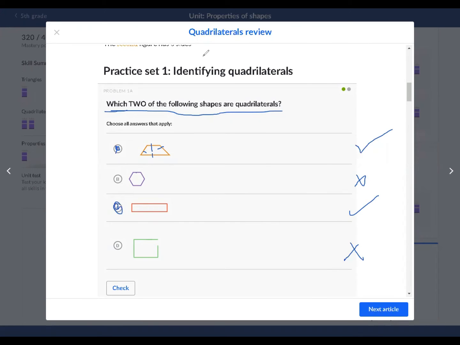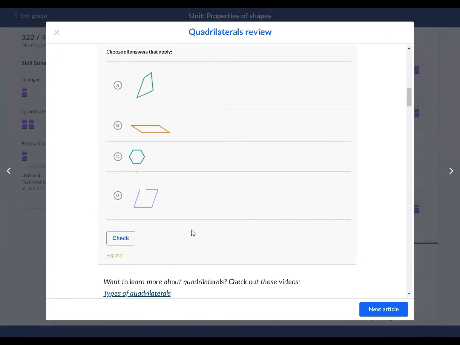Sorry, just let me erase these. I actually wrote this with my recording app, which I'm using to record the screen, because we don't have a writing option in the article. So anyways, these two are quadrilaterals. Yeah, we got it correct.